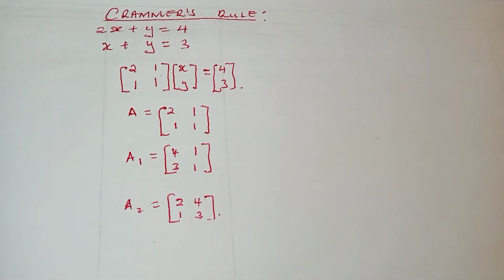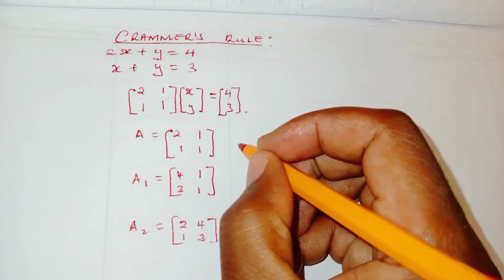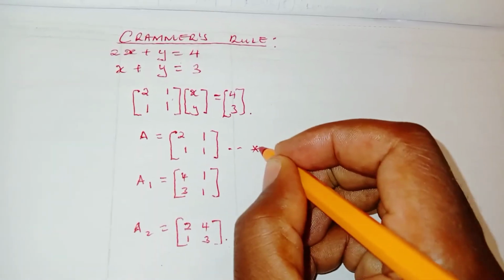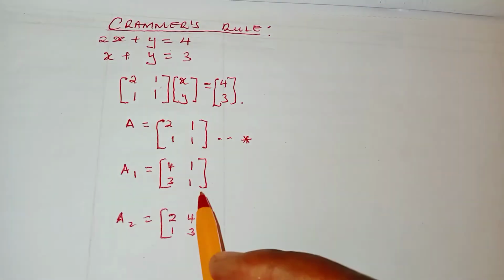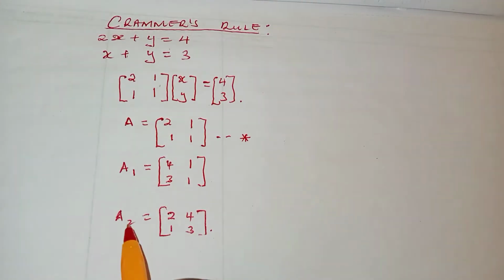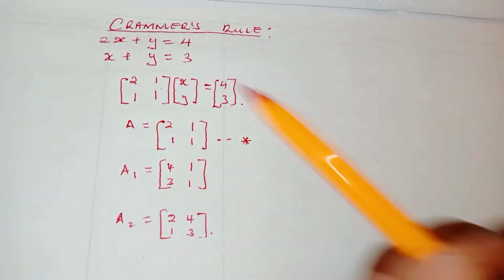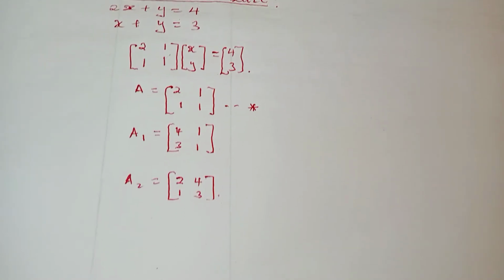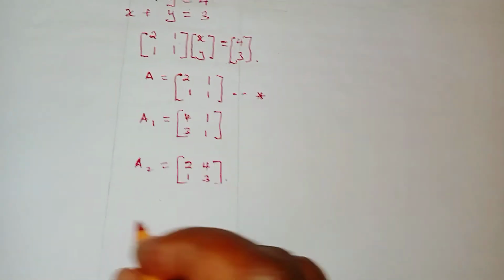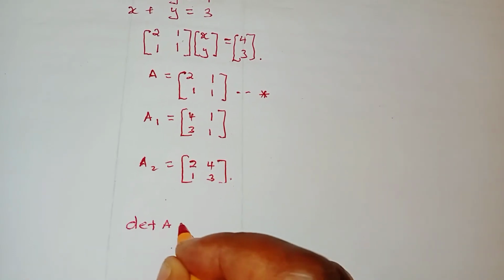I want to show you what you're going to do with these three matrices. The first one, I'm going to put a star here to indicate that it's a very unique matrix. The other two, A sub 1 and A sub 2, are going to help us determine the values of x and y. Because Cramer's rule depends on the use of determinants, we're going to find the determinant of the first matrix, determinant of A.